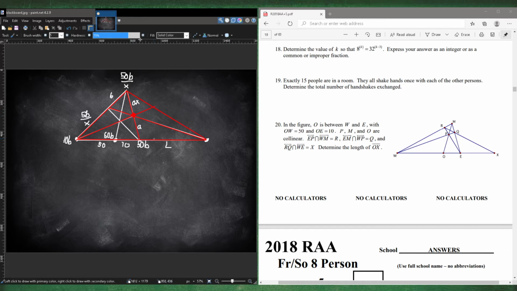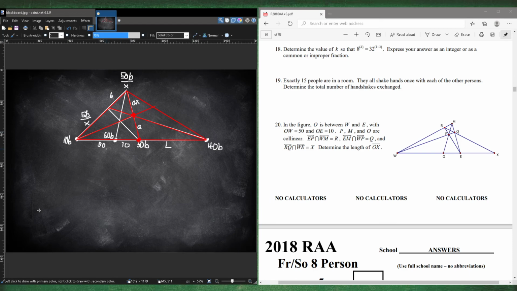So now we know that basically the mass at a point multiplied by its length is equal to the other point's mass multiplied by its length. So we need to find this mass right here. So let's look for its intersection. Well, this intersection is right here. Remember, the sum of the endpoints' masses equals the middle. So 10b plus this point's mass is equal to 50b. So that gives us that this one is 40b.